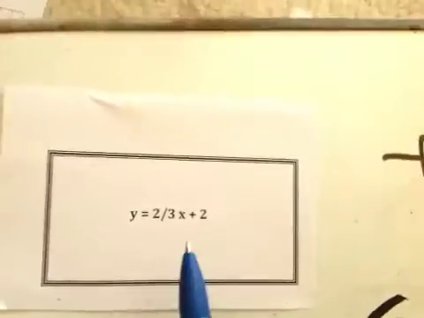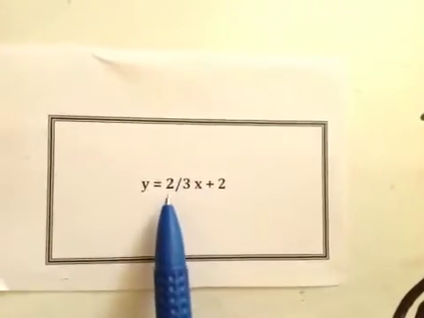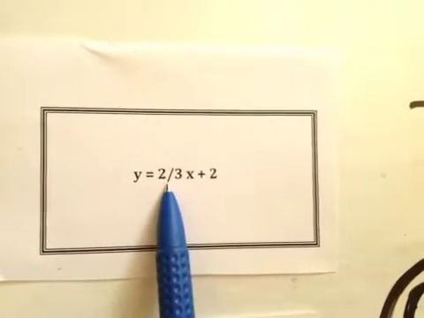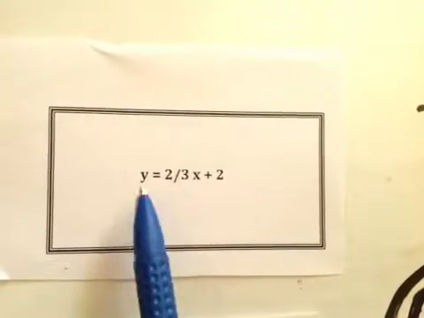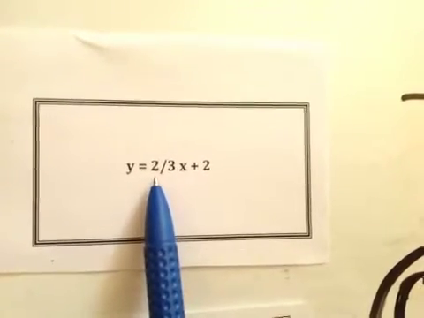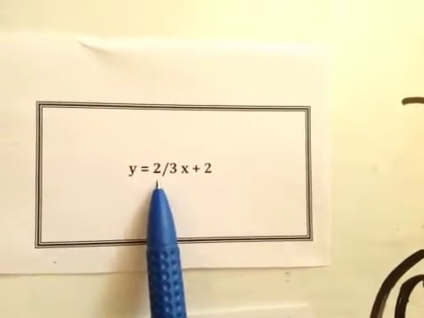Writing equations in slope-intercept form. This equation is written in slope-intercept form where we can clearly identify the slope and the y-intercept. Our slope is our unit rate. It's the rate of change from one point on the graph to the next.